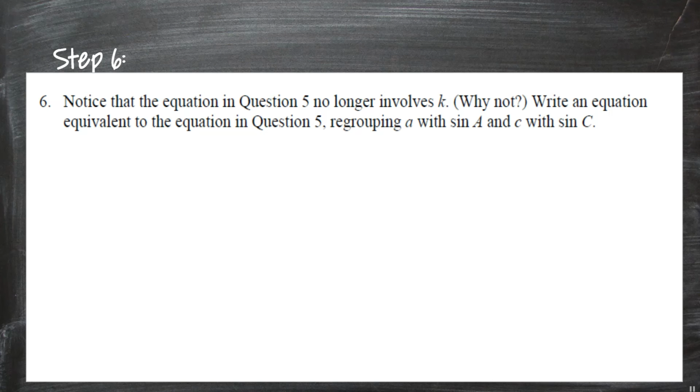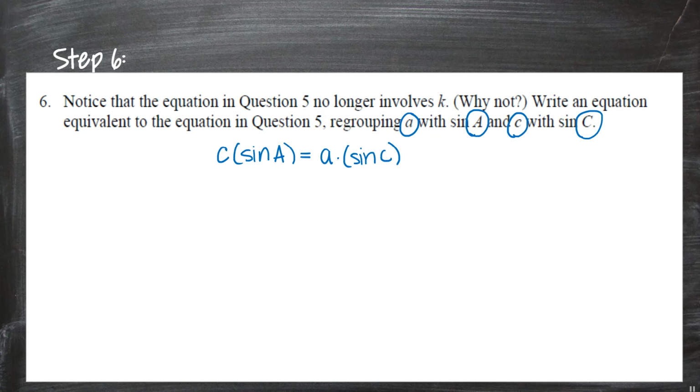Let's move on to step 6. Notice the equation in question 5 no longer involves a K. Why do you think that is? Write an equation equivalent to the equation in question 5, regrouping A with sine of A and C with sine of C. So we had C times the sine of A is equal to A times the sine of C. What they're asking you to do is get the side A and the angle A onto the same side, and the side C and the angle C onto the same side.